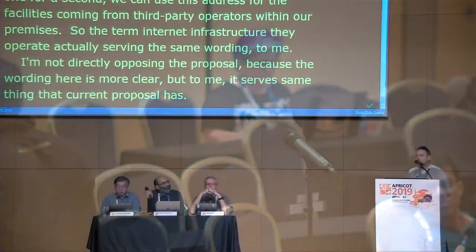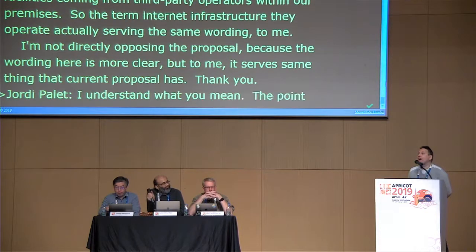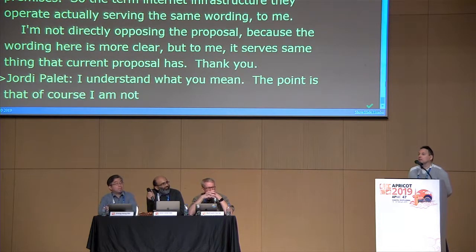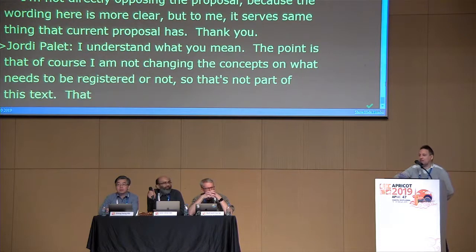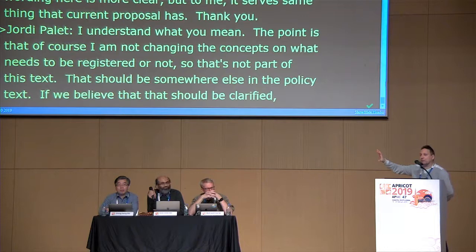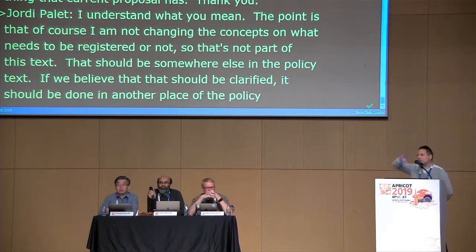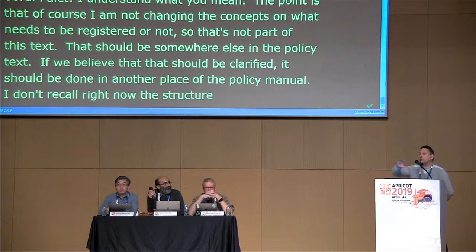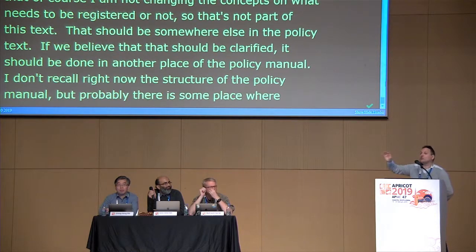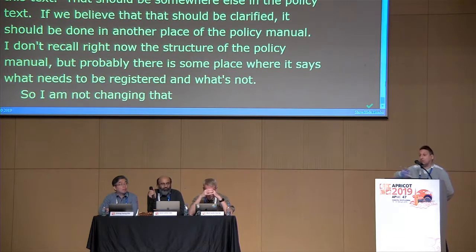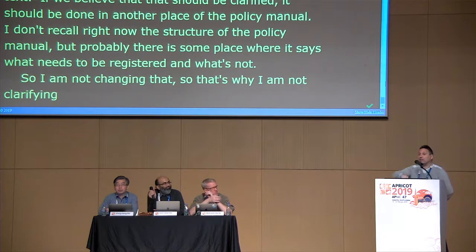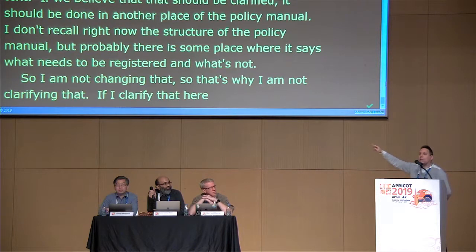Okay, I understand what you mean. The point is that, of course, I am not changing the concepts on what needs to be registered or not. So that's not part of this text. That should be somewhere else in the policy text. If we believe that should be clarified, it should be done in another place of the policy manual. I don't recall right now the structure of the policy manual, but probably there is some place where it says what needs to be registered and what's not. So I am not changing that, and that's why I am not clarifying it. If I clarify that here, probably I would also need to touch the text in some other places.